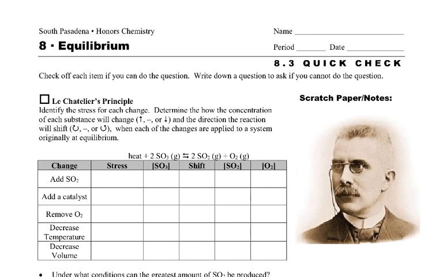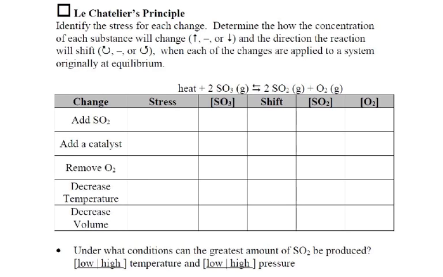I'm going to go through the 8.3 quick check, which is Le Chatelier's principle. And over here we have a picture of Henri Le Chatelier. So looking at the first question, it says identify the stress for each change, determine how the concentration of each substance will change, and the direction that the reaction will shift when each change is applied to the system originally. So we're going to go through.